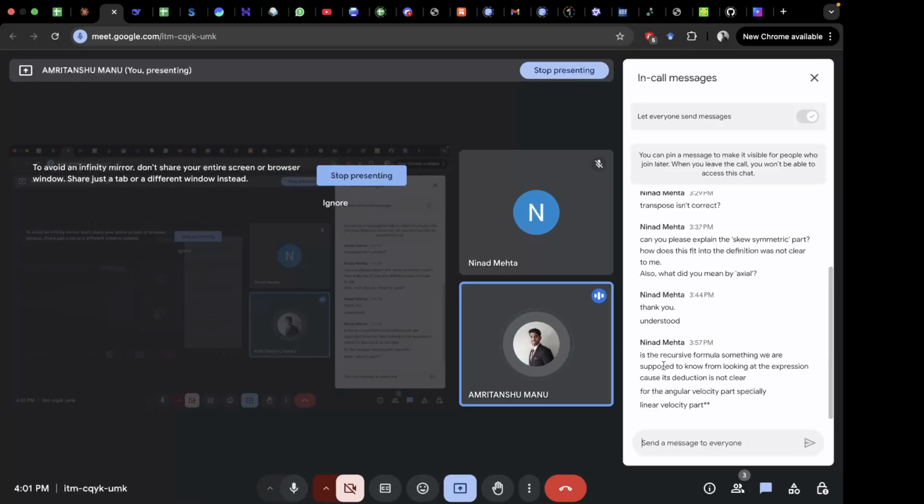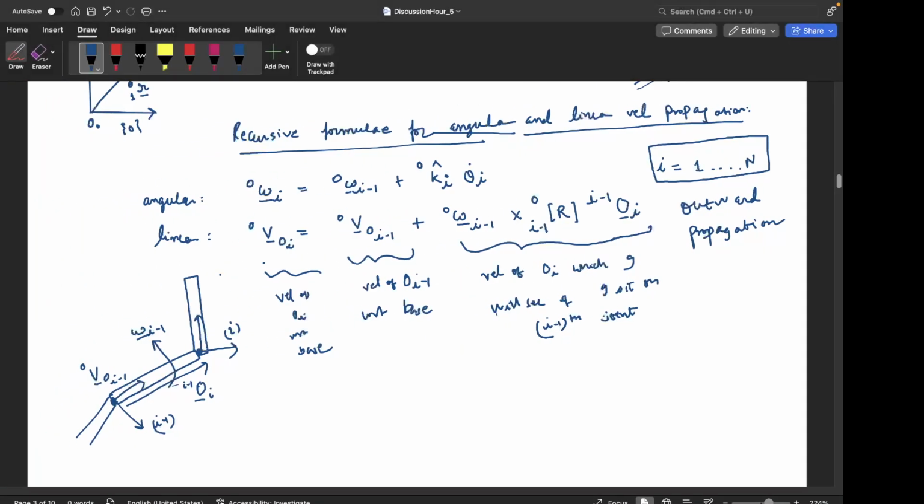Okay, linear velocity part, right? Angular velocity part, it's like this joint is rotating with theta I minus 1, and then the subsequent joint is rotating with theta I. The axes don't matter here. So basically you can keep on just adding the angular velocities. That is the angular velocity part, the most straightforward part.